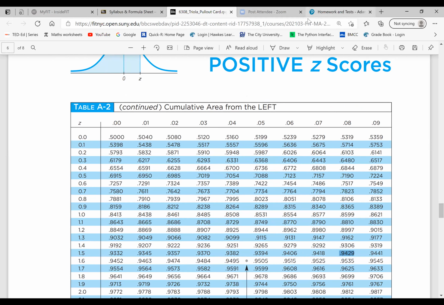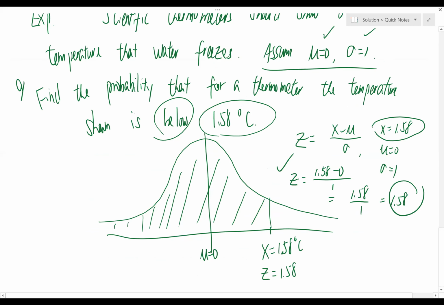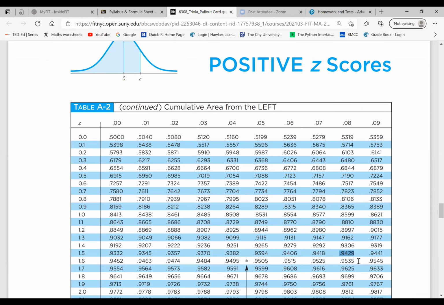So go back here. The answer for this problem will be all the probability to the left-hand side, it's 0.9429.